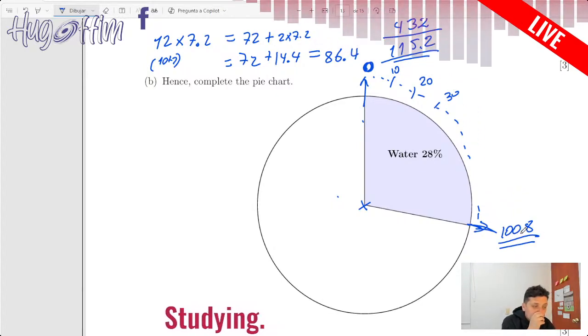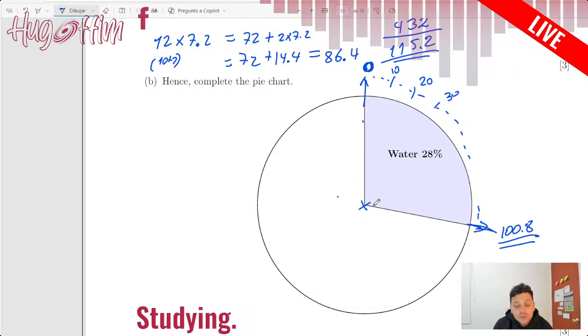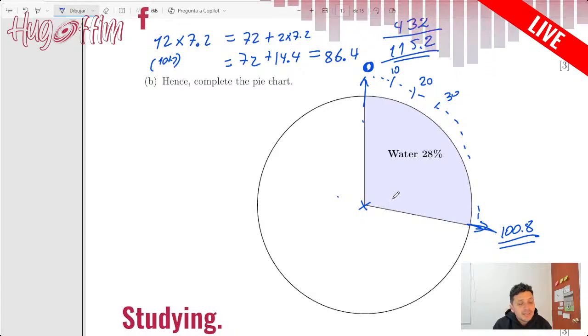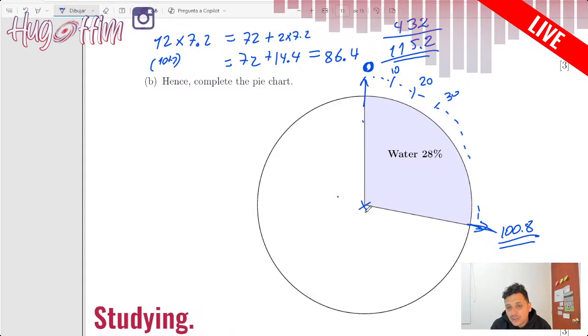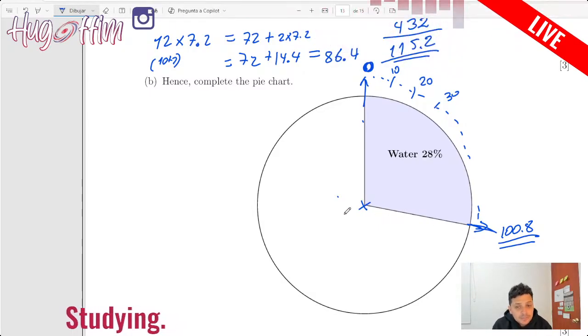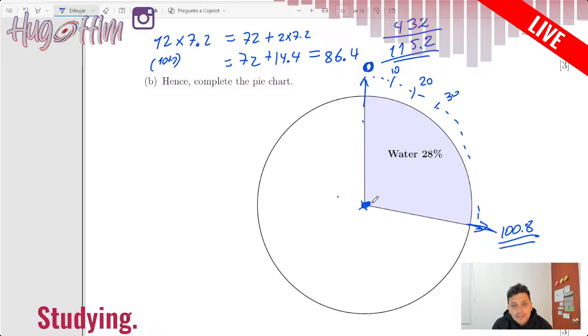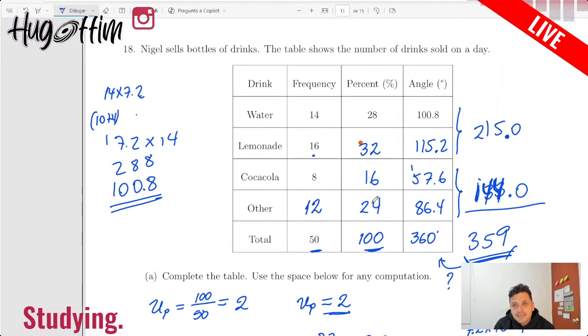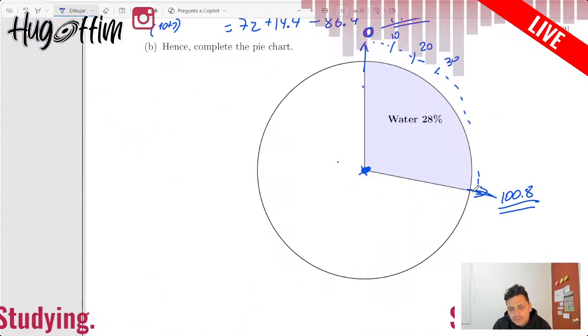Okay, so unfortunately I cannot help you here because I don't have a way to show you the protractor in this program. Next time I should use another program in which we can use a protractor. But this is the idea. Put the protractor, and using the protractor measure. For example, the next one is 115.2. So you must start here.